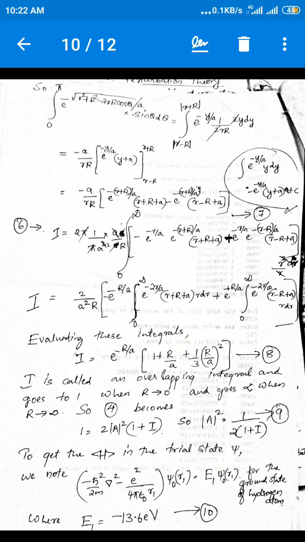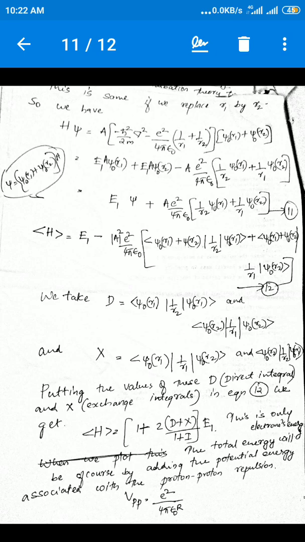So now we need to find the expectation value of the Hamiltonian in this hydrogen molecule ion in the state psi. So we have taken the trial wave function psi. So let us find its eigenvalue equation for this hydrogen molecule ion.